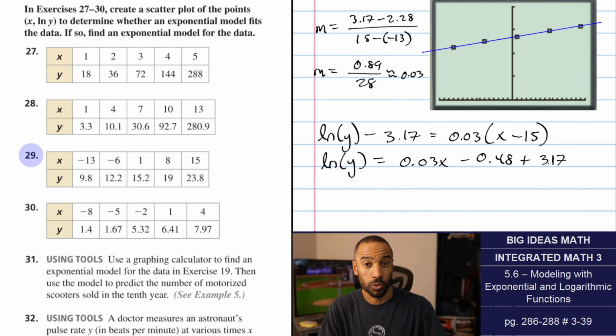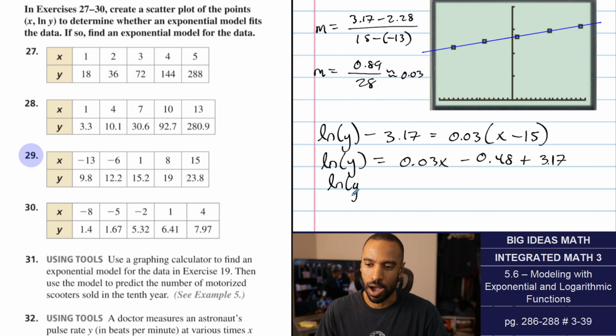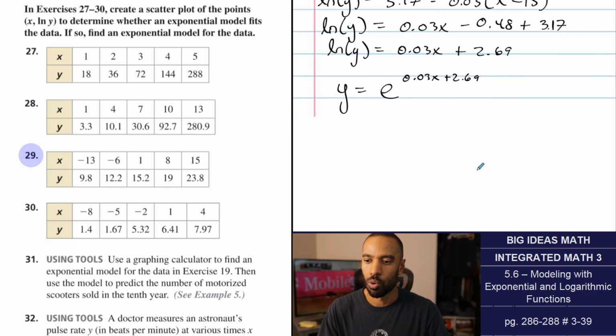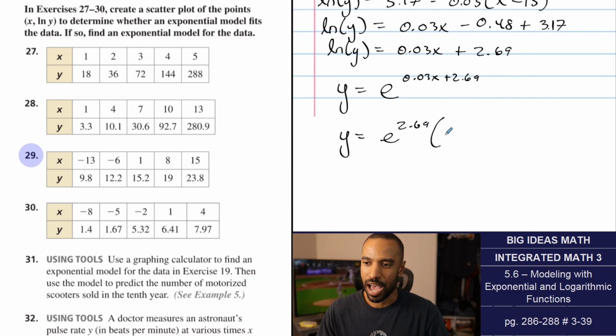Maybe I should keep hitting natural log of those numbers instead of just using the rounded ones, because I am rounding some things early. That's part of the issue, but whatever. We're getting close enough. So natural log of y equals 0.03x plus 2.69 is what actually appears there. So e to these powers: y equals e to the 0.03x plus 2.69, or y equals e to the 2.69 times e to the 0.03 raised to the x power.